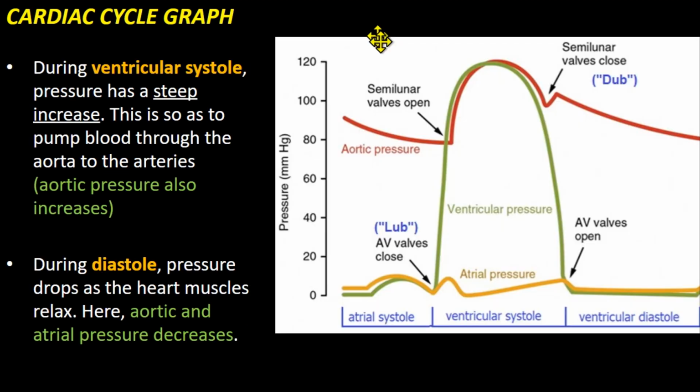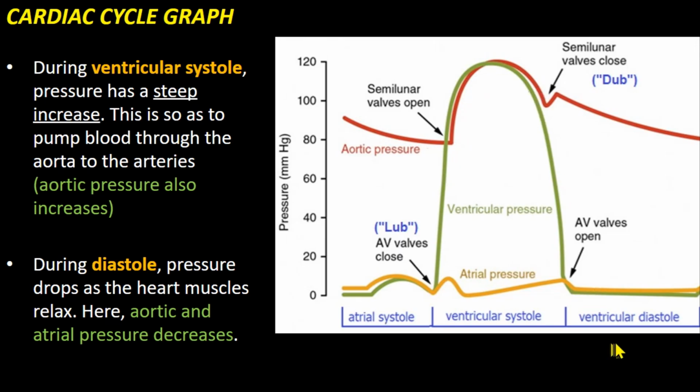Here we have a graph depicting this cardiac cycle. It looks very complicated, but there's only a few things that we really have to look at. If you look here at the ventricular pressure, we can see that during ventricular systole, the pressure has an extremely steep increase. This is because the blood is actually pumping through the aorta to the arteries in the body. Because of this, you'll notice that the aortic pressure is actually increasing here as well. This is basically when the blood is being squeezed out of the heart.